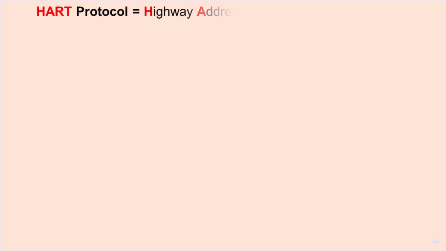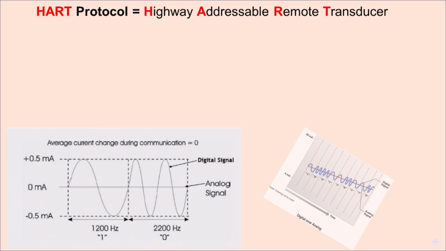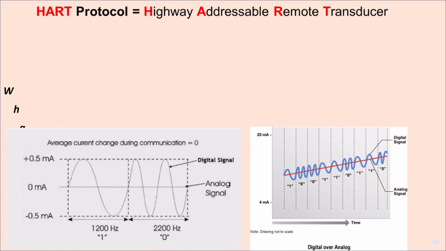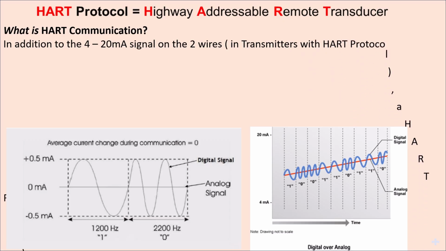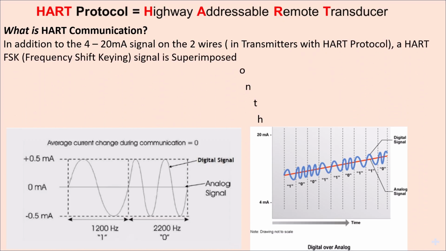HART protocol, Highway Addressable Remote Transducer. What is HART communication? In addition to the 4 to 20 milliamp signal on the two wires in transmitters with HART protocol, a HART FSK, frequency shift keying, signal is superimposed on the analog value.